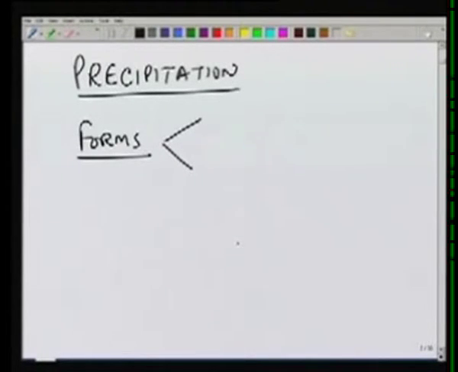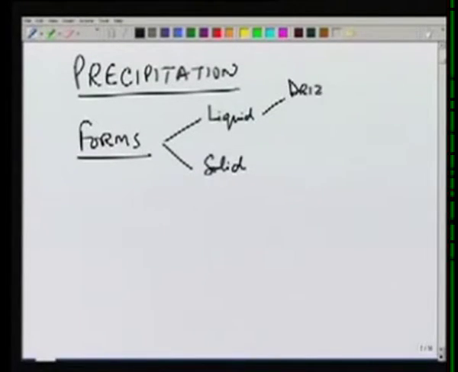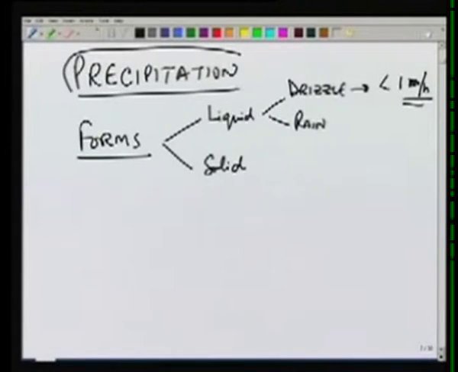So in the first classification, we can classify the precipitation which is falling as a liquid form or a solid form. In the liquid form, of course, we have rain, but depending on the rate at which it is falling, we can classify this into different categories. For example, a drizzle, or we can call it rain, depending on what is the intensity at which they are falling. Drizzle, for example, has an intensity which is very small, and typically we use less than about 1 millimeter per hour. The rainfall or the precipitation is measured in terms of depth. In depth units.